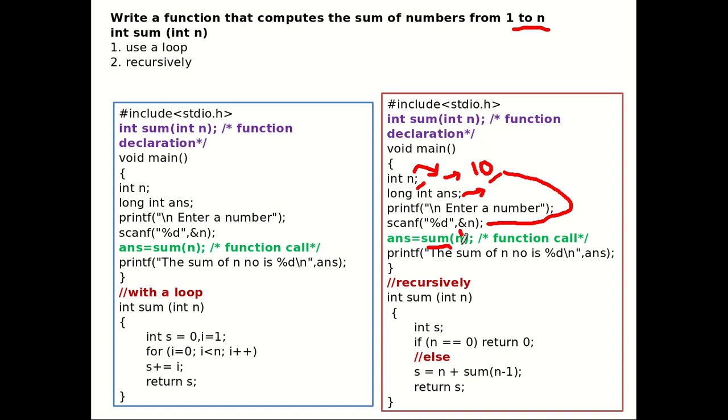The n value is 10, so the content of n is copied. Whenever this statement is executed, the control will jump to this body. Here the content of n becomes 10. First we check whether n is equal to 0. If the inputted number is 0, then there is no need to calculate the sum, because obviously the sum will also be 0. This we call the base case. So instead of calculating, we first check whether this condition is satisfied.